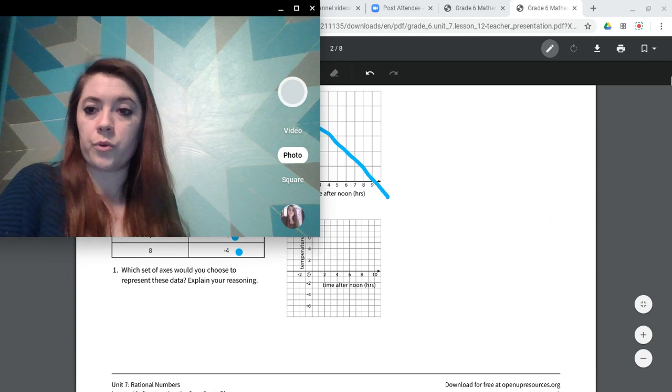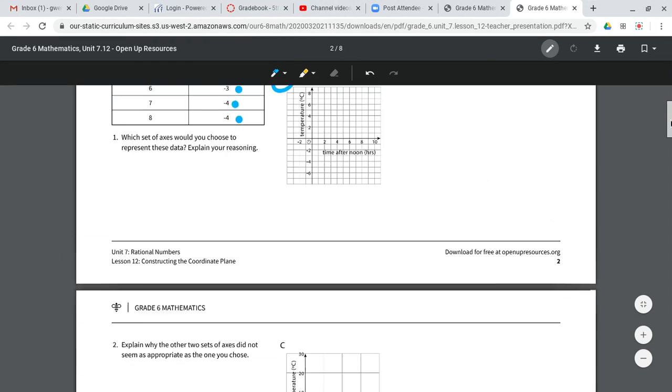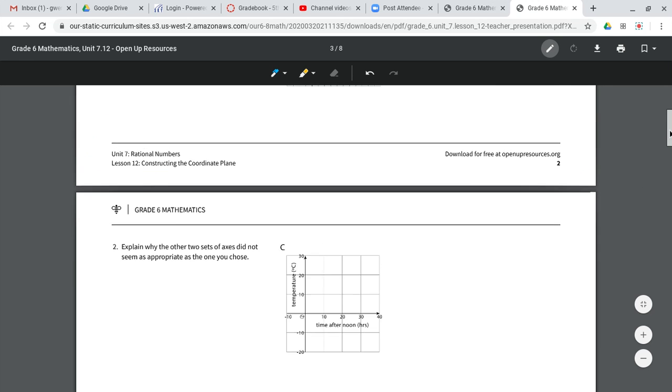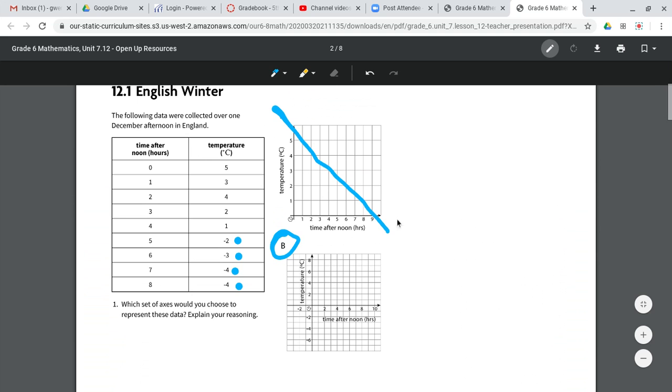All right, so for part 2 of that question. Explain why the other two sets of data did not seem as appropriate as the one you chose. Well, as we were choosing these, we kind of went through that. For C, it was scaled by tens. Our first grid line was at 10. That's not beneficial to us. Our data doesn't go that high up, so it doesn't make sense to use that.